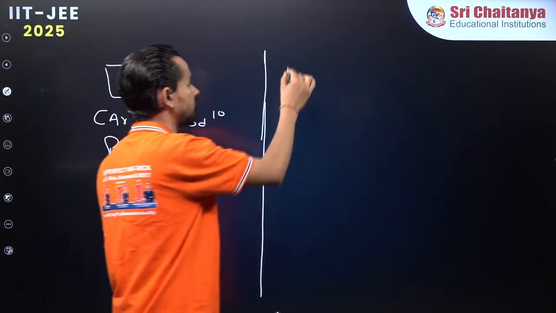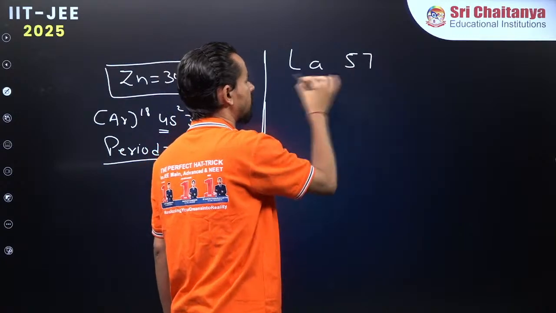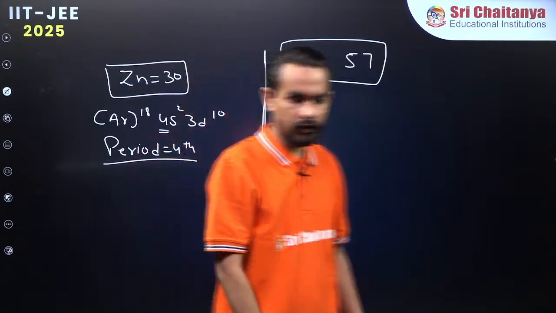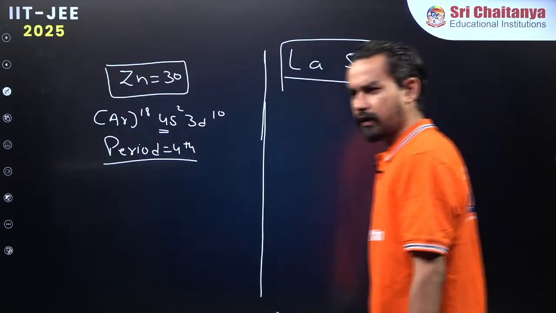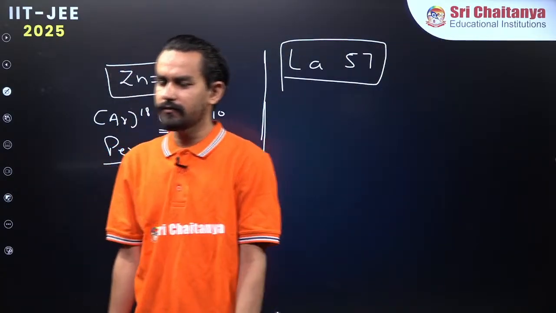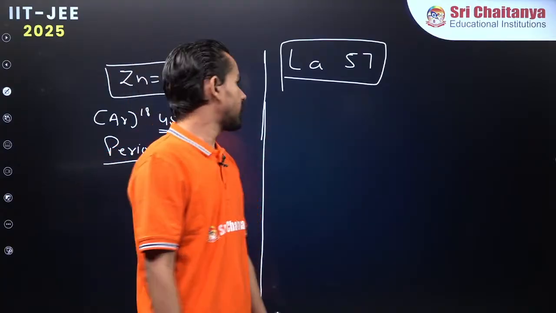Now think about lanthanum 57. Write for this one, lanthanum 57. The answer is 6. Very good. Let us write.